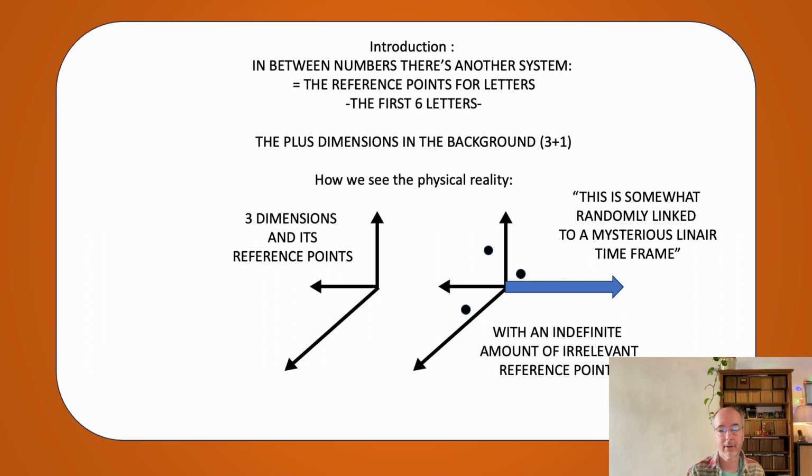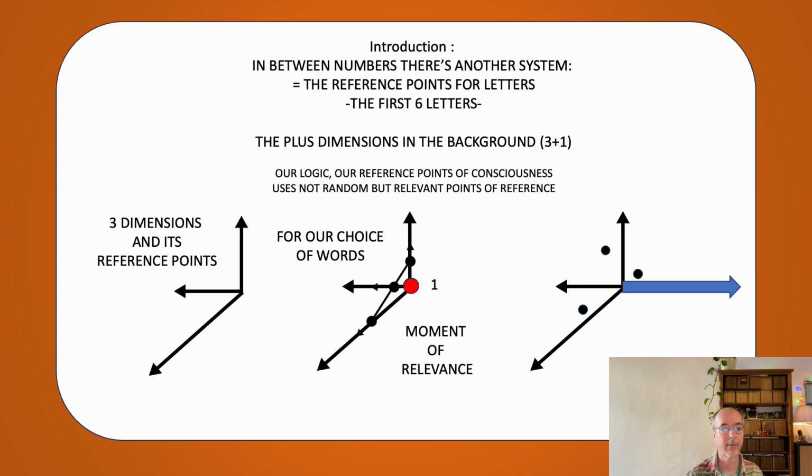Time is then perceived as something mysterious. It's a linear time frame. It goes from one point to the next, and we are somewhere there at this moment. If it's not a relevant point in time and space, it is an irrelevant, seemingly random point where we are, and we can also make random connections. That's how we perceive reality. Different for words, for our choice of words.